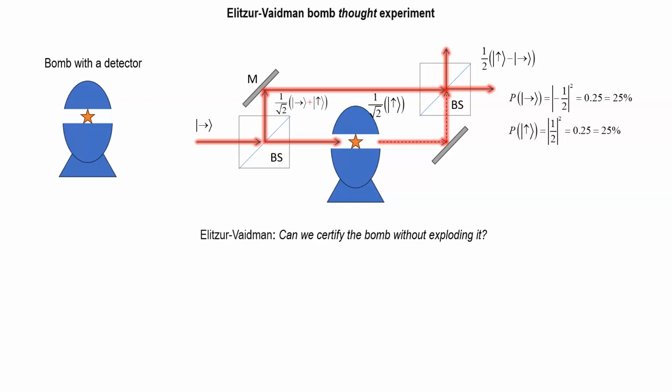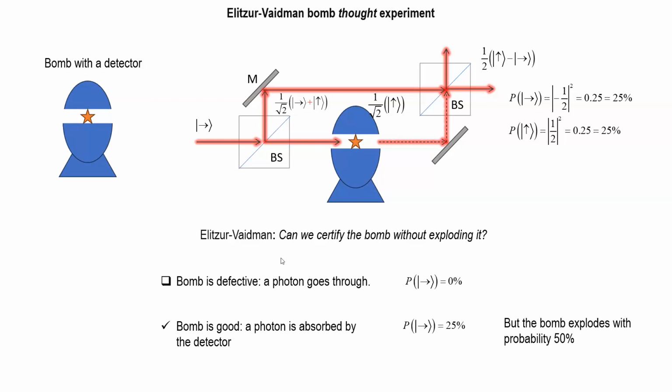But can we use quantum to certify the bomb without exploding it? And the answer is yes, and this is basically the consequence of our previous discussion. So if the bomb is defective, the photon goes through it without interaction, and the probability of finding the photon in the horizontal direction in the output is precisely 0%, so no photons there. However, if the bomb is good, is functional, then a photon can be absorbed by the detector, and the probability of finding a photon in the horizontal direction is 25%.